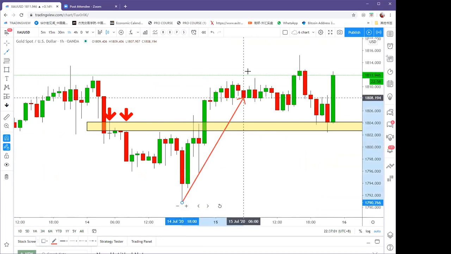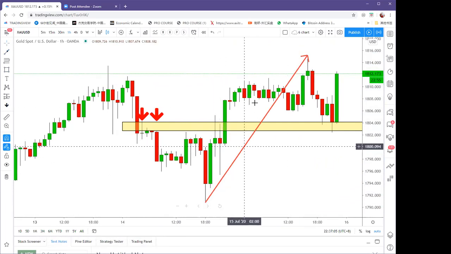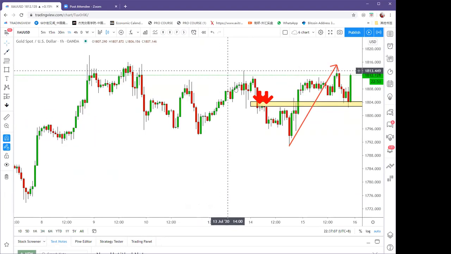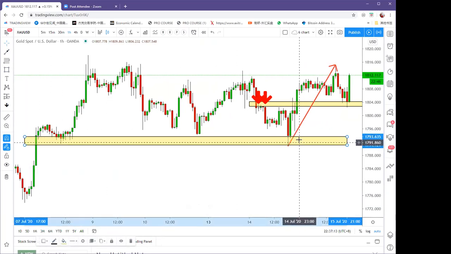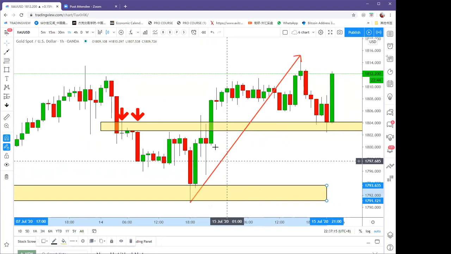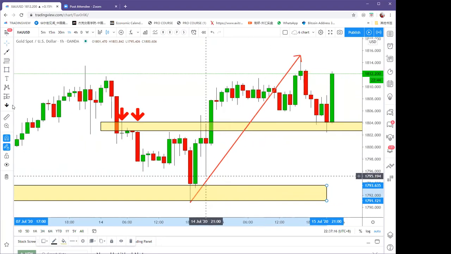So a beautiful rally from 1792, which I mentioned in my group. I said gold is still above 1790. We can see this support is still holding well, followed by an engulfing candle plus a pin bar here. So gold retested this 1789.2 strong support, and now it's a continued rally.